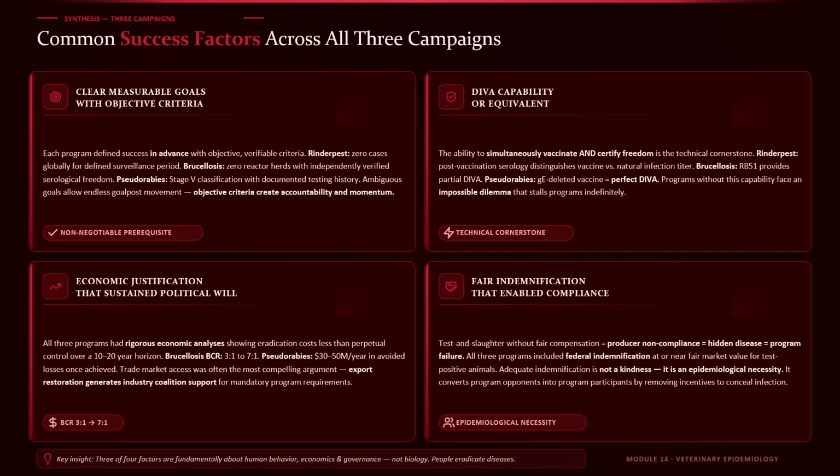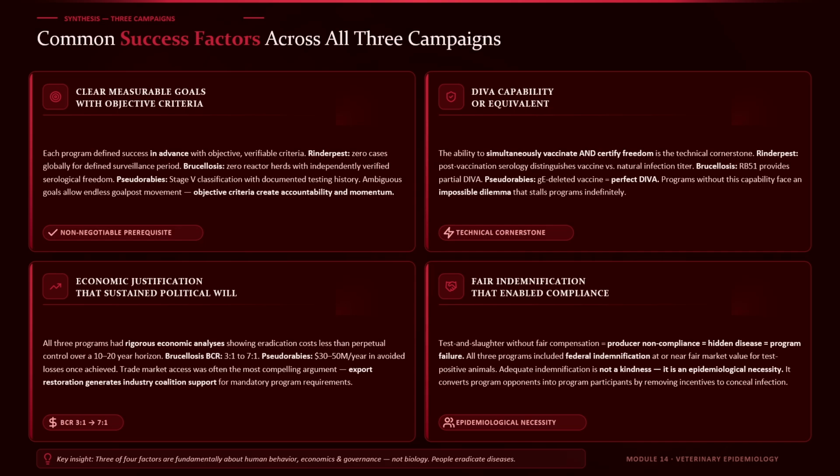Clear, measurable, time-bound goals with stage-based milestones. Both GREP and the PRV program used stage-based frameworks. You knew exactly what you had to demonstrate to move to the next stage. No ambiguity, no moving goalposts. A single effective field-deployable diagnostic test: for Rinderpest, ELISA and competitive ELISA. For PRV, gE ELISA. Farmers and field vets could use these. They didn't require specialized equipment in distant reference labs.